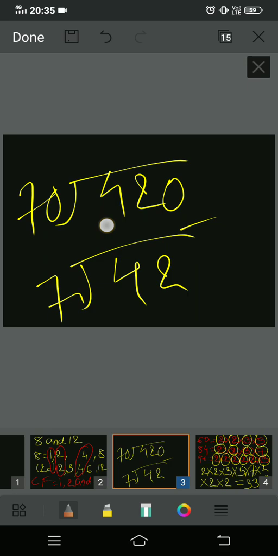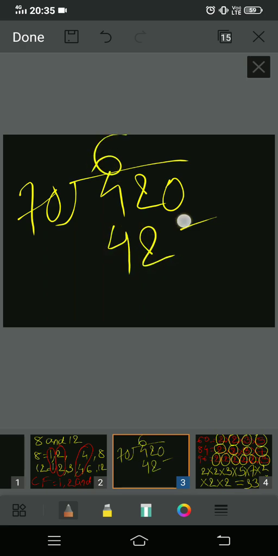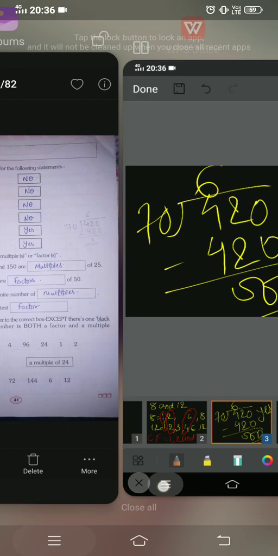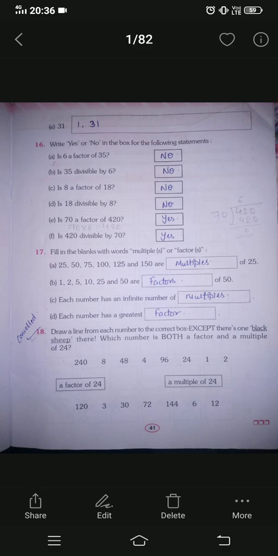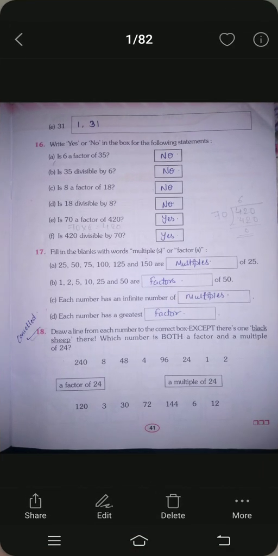So you can just see, 7 6s are 42 and the remainder comes as 0. If 7 6s are 42, then 70 6s will be 420, and the remainder will come as 0. So that is why the answer here will be yes. And is 420 divisible by 70? Yes, we divided 420 by 70, the quotient came 6, the remainder came 0. The last two will be yes and yes.